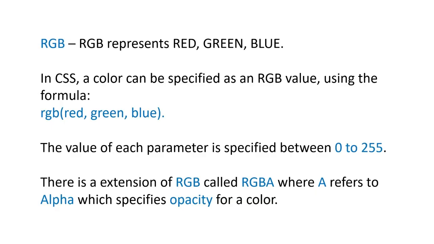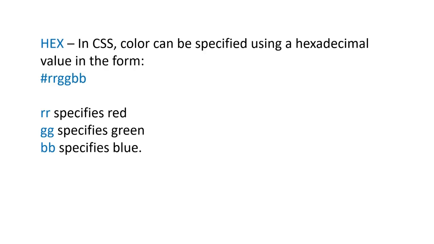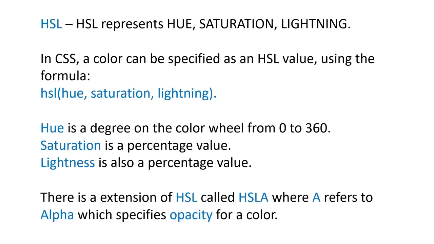In CSS, a color can be specified as an RGB value, using the formula rgb(red, green, blue). The value of each parameter is specified between 0 to 255. There is an extension of RGB called RGBA, where A refers to alpha, which specifies opacity for a color. HEX. In CSS, a color can be specified using a hexadecimal value in the form #RRGGBB. RR specifies red. GG specifies green. BB specifies blue.